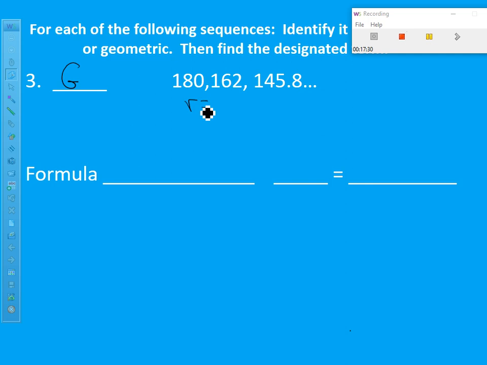Now let's get our R value. My R value is going to be 162 divided by 180, which is 0.9. Now, since it's geometric, nice. G sub n equal 180 times my ratio, which is 0.9, to the n minus 1. There's your formula to find the value of the 15th term.